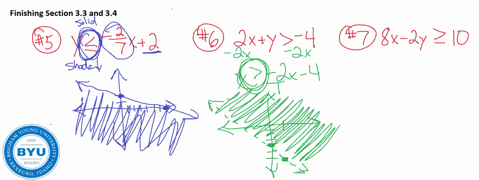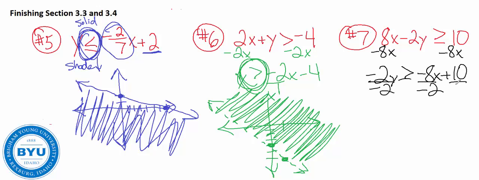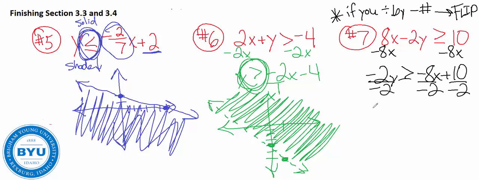Number 7, tricky. I didn't even mention this. I hate when teachers do that. Let's take a look. Let's see if you can do it. We're going to minus 8x over. When we do that, we get negative 2y is greater than or equal to negative 8x plus 10. Got to get y by itself, so I'm going to divide by negative 2. Now, careful. Anytime you divide by a negative number, what do we got to do? Yeah, you got to flip it. Remember, we learned that in chapter 2. So I'm going to get y is less than or equal to 4x minus 5. I hope you remembered the flip. If you didn't, you can fix it now.